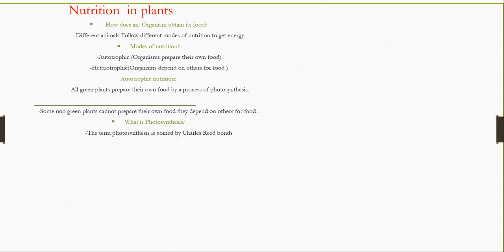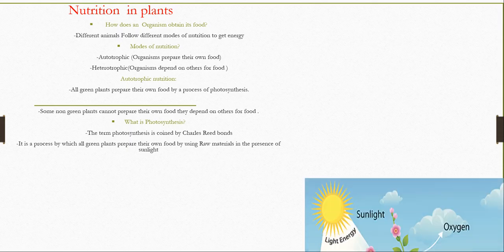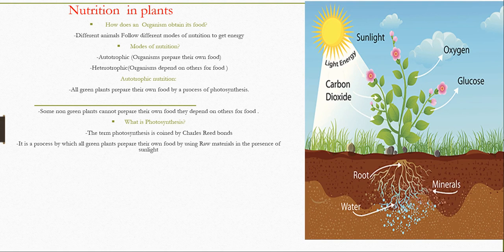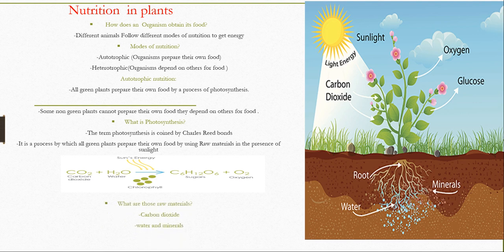Next, what is photosynthesis, children? It is a process by which all green plants prepare their own food by using raw materials in the presence of sunlight. See in the picture, see the raw materials. What are those raw materials? Carbon dioxide, water and minerals, along with sunlight. So this is the equation of photosynthesis.